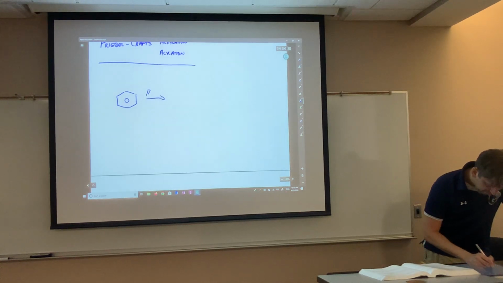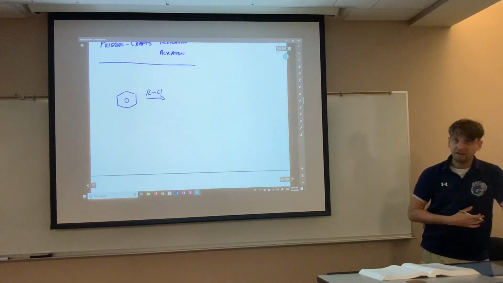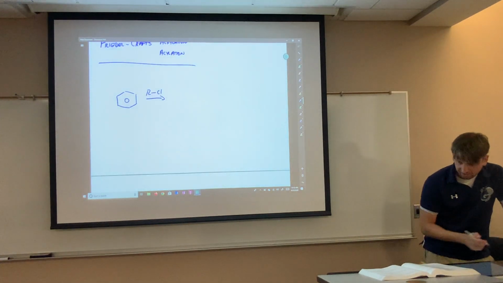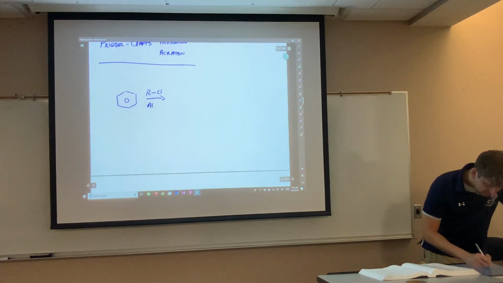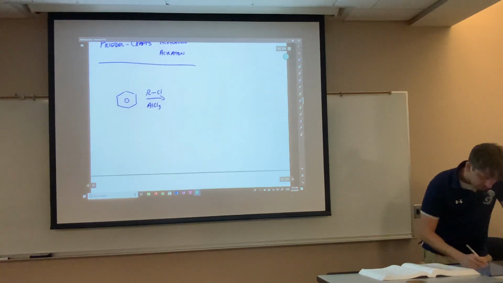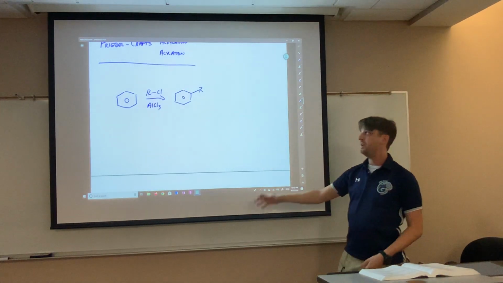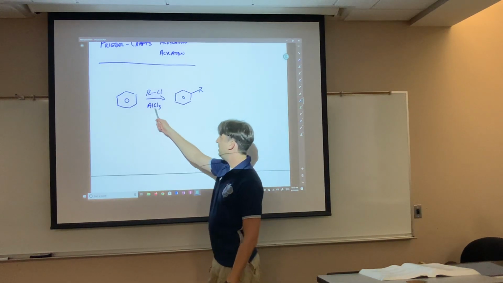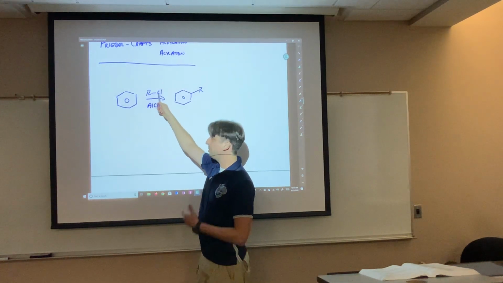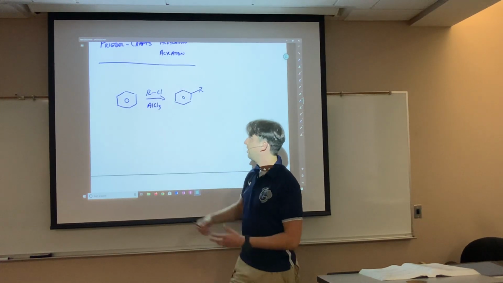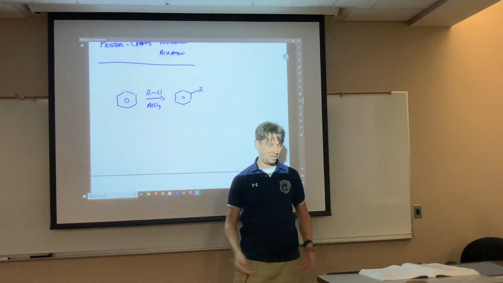We're going to take some kind of alkyl group that is halogenated. Typically chlorine's your go-to, although bromine works just fine also. And we're going to add some aluminum chloride to it. And we will end up adding that R group. Ta-da! You guys can see what's happening. The aluminum is going to react with the chlorine and generate the electrophile. The ring's going to attack the electrophile, and then we're going to end up reforming the ring.